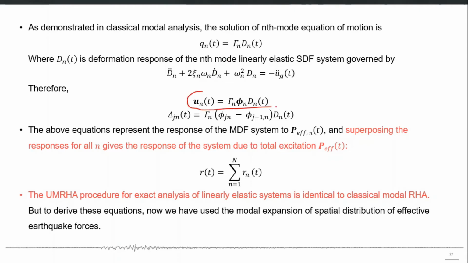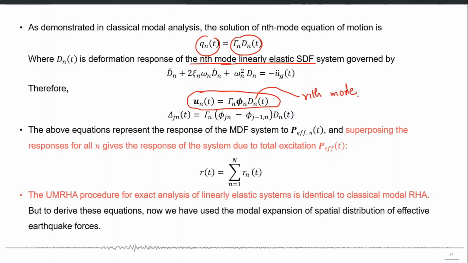Now this equation is telling us that the nth mode's displacement contribution or displacement response of a multiple degree of freedom system is simply equal to the modal participation factor times phi n times d_n of t, where d_n of t is the response of that linear elastic single degree of freedom system, right? So there is one more step involved in that. We replace this q_n with this equation, and then we get this final equation. So this is the nth mode displacement response, right?